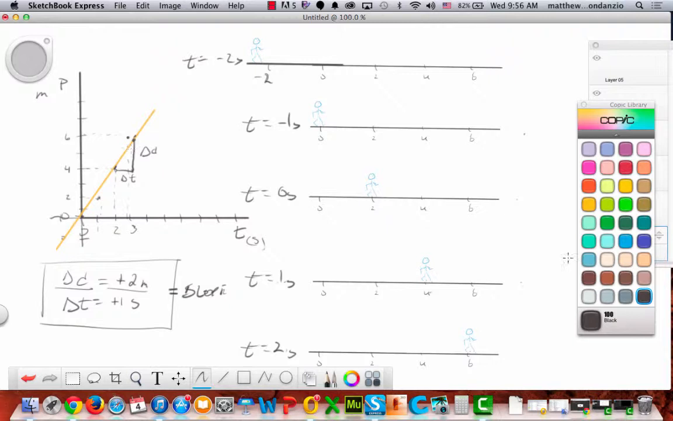Here's the best thing. At time equals 1.5 seconds, where is he? At 1 second he's at 4, at 2 seconds he's at 6. At 1.5 seconds, where is he? 5 meters. Does everyone see that? He's somewhere in the middle, halfway between. Now, I know he's halfway between. How do I know he's halfway between?